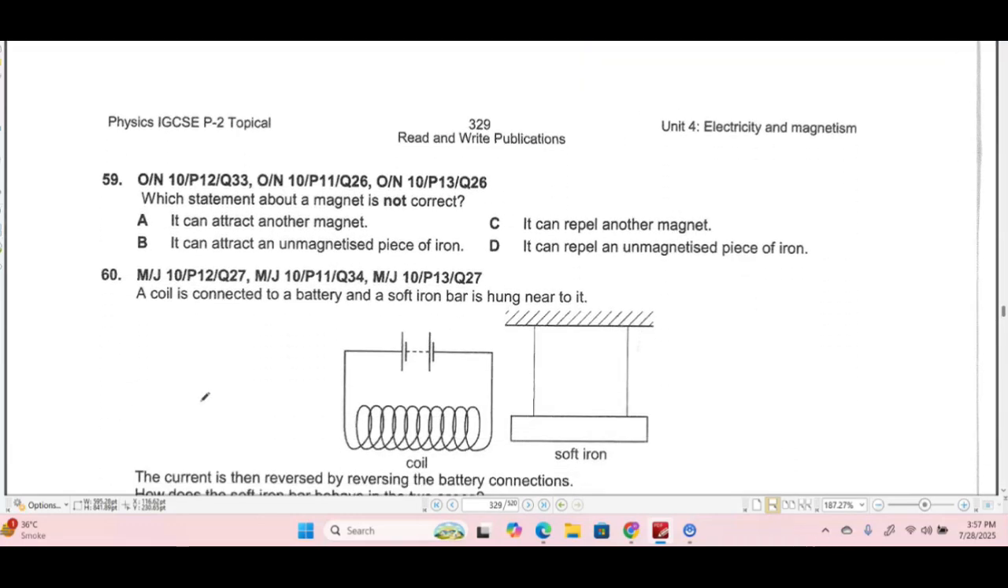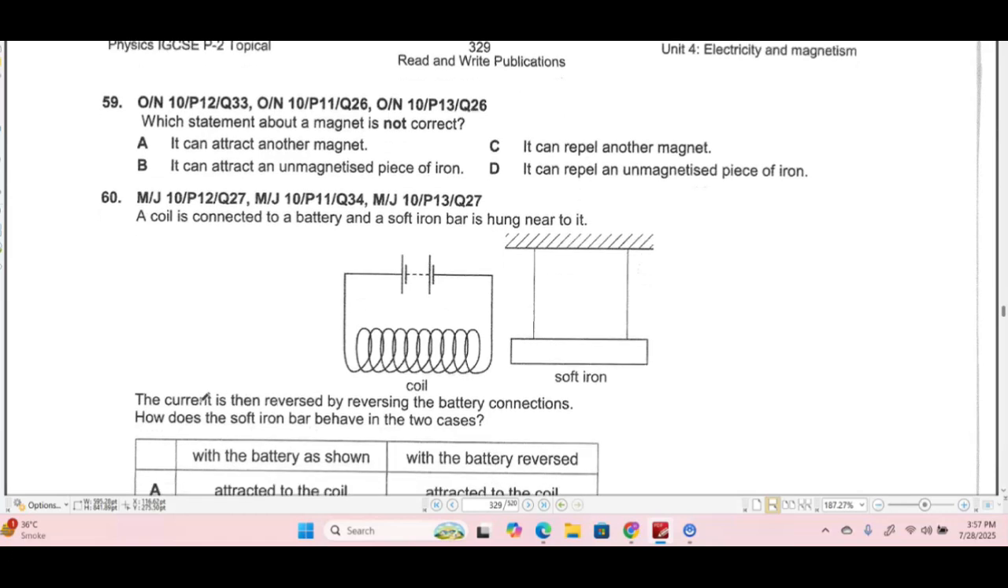Moving on to question number 59. Which statement about a magnet is not correct? Whenever you see "not correct", kindly underline it with your pencil. It can attract another magnet. This is correct. It can attract an unmagnetized piece of iron. Yes, this is correct. It can repel another magnet. Yes. And it can repel an unmagnetized piece of iron.